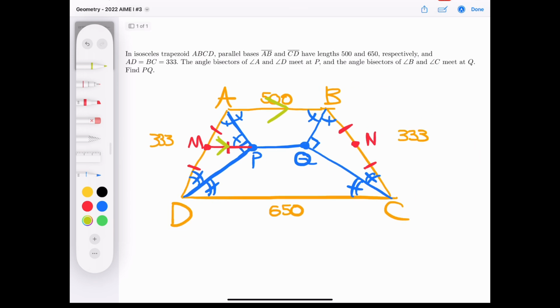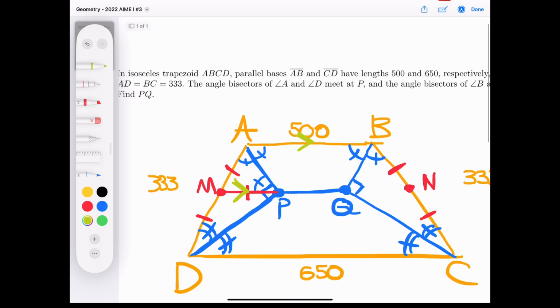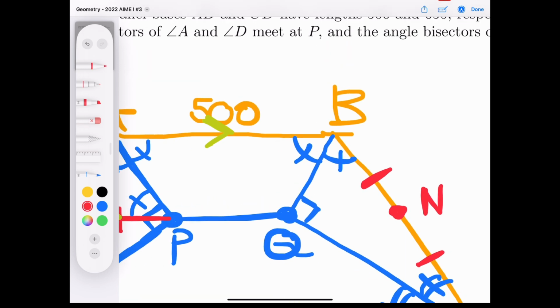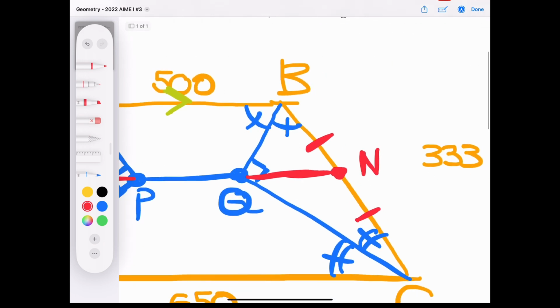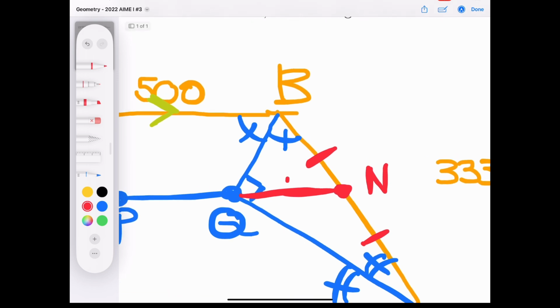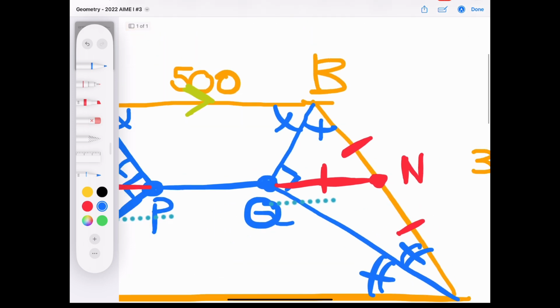Okay, and so the next thing we can do is the same thing on the other side. We can connect QN, and because N is the midpoint of BC, we get that N is the circumcenter, so BN is congruent to NQ. So then you get that angle BQN is congruent to angle 1 by the isosceles triangle.